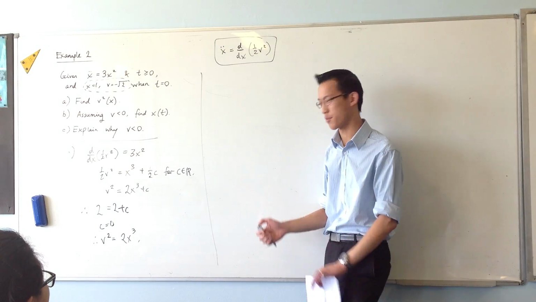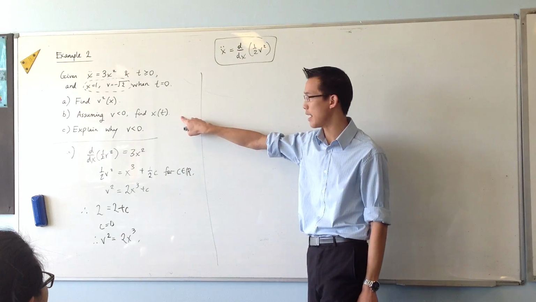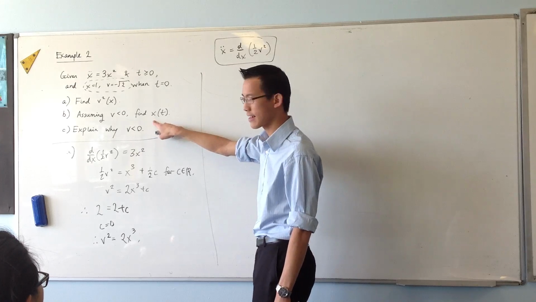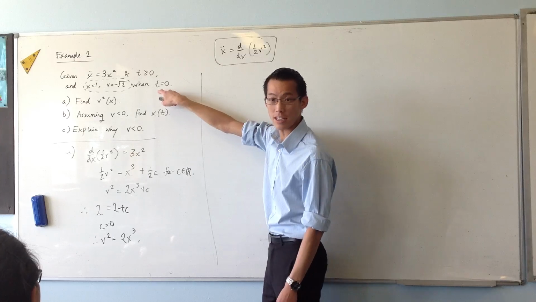That's what we covered in the first example, and then we started to apply that to a few different questions. Okay. Well, how are we going to move to the next part? Assuming v is less than 0, we'll come back to that in a second. Find x as a function of time. So now we are going to deal with time, right? Which is why you've got this initial condition here.